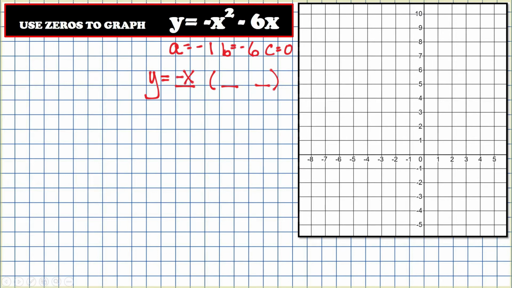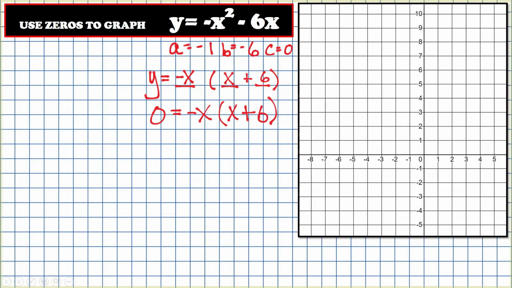Now, in order to figure out my remaining binomial that'll be left over in the parentheses, I can just divide each term of the standard form function by negative x. So negative x squared divided by negative x is positive 1x. And negative 6x divided by negative x is positive 6. Now, the function is in intercept form. And if I take intercept form and I find out which values of x will cause the function to equal 0, I will find out the x-intercepts.